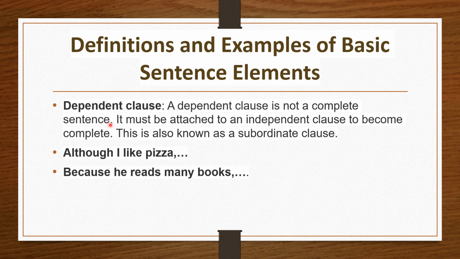So the second definition we need to know is dependent clause. What is a dependent clause? A dependent clause is not a complete sentence. It must be attached to an independent clause to become complete or to give you a full meaning, so it can't stand alone. Okay, for example, although I like pizza, it didn't give me a full meaning. I don't understand. It needs an independent clause to give you a full meaning.